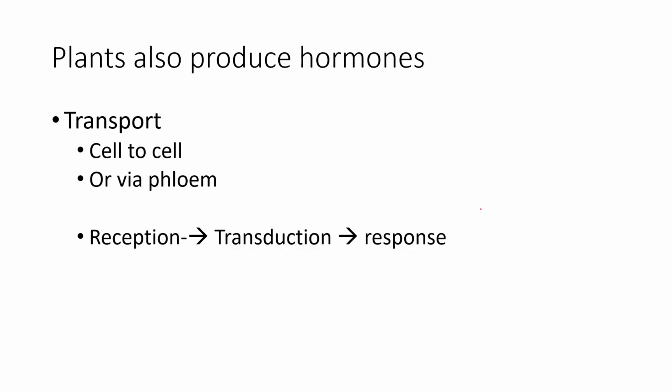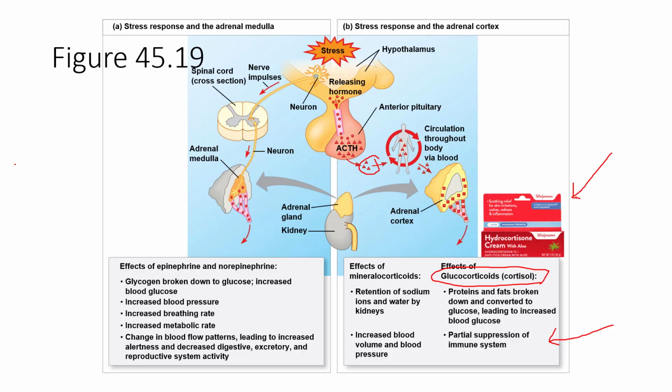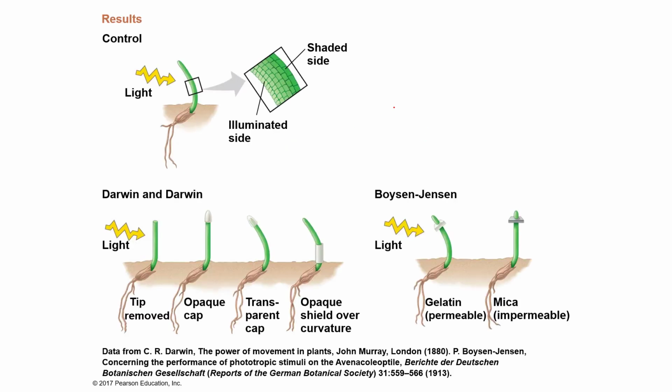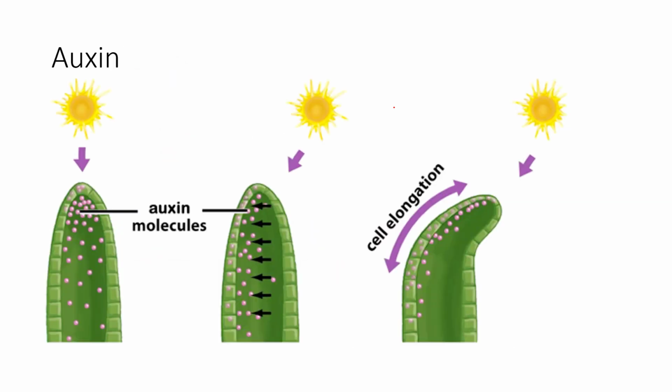Now, I also want to mention before we go that plants also produce hormones, and they have reception, transduction, and response just like animal cells. And plant cells tend to transport their chemicals in the phloem, that's the vascular tissue. Or it could be from one cell to a neighboring cell, kind of like we saw in those examples in the animal chapter. I'm going to skip a couple of slides here.